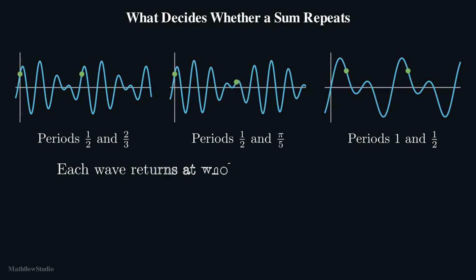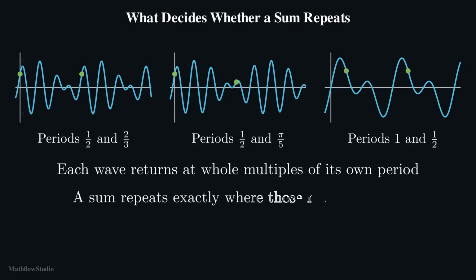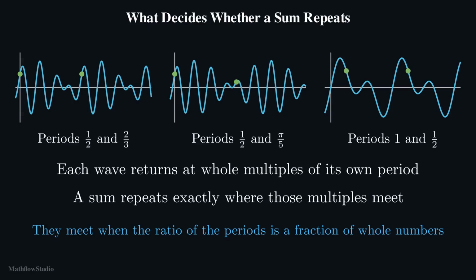Each wave returns at whole multiples of its own fundamental period. A sum repeats exactly where those multiples meet. Whole multiples meet when the ratio of the periods is a fraction of whole numbers.